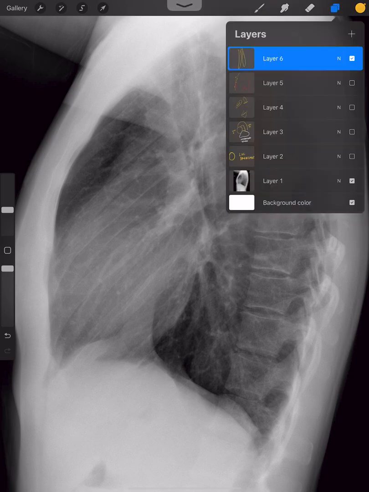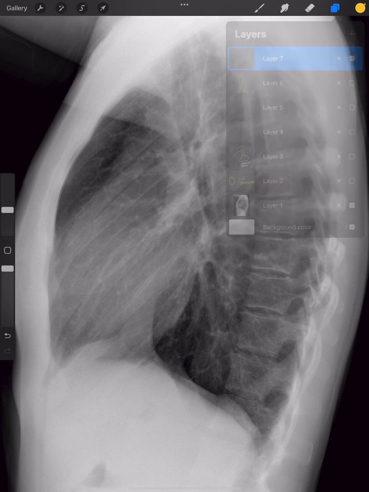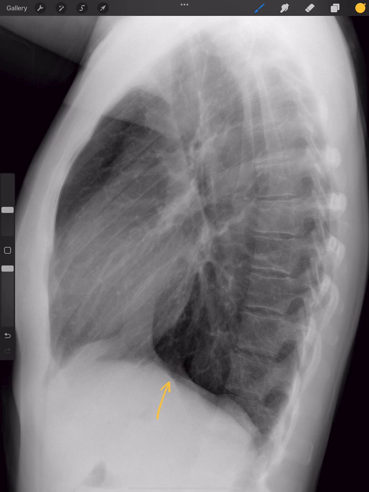After I'm done looking at the bones, the next thing that I do is look at the diaphragm. So the diaphragm is, of course, right here. I have another video with a few different ways on how to tell the right from the left side of the diaphragm, so I'm not going to go over that here.